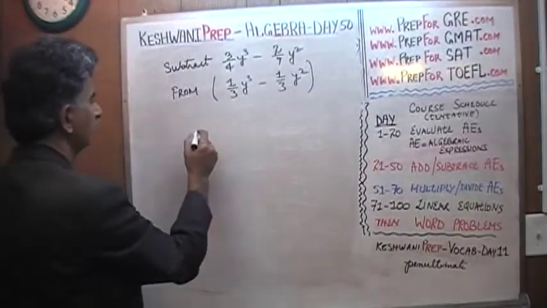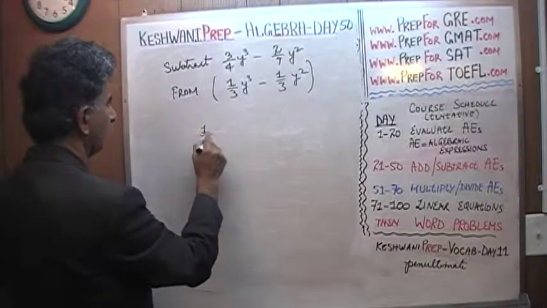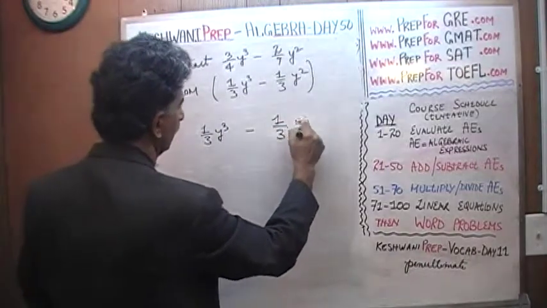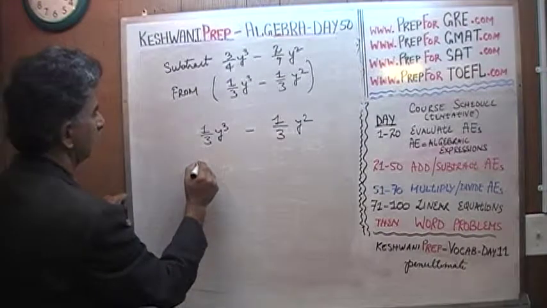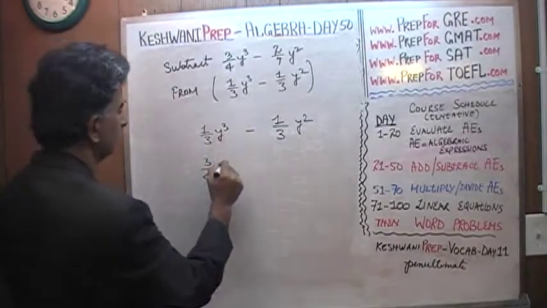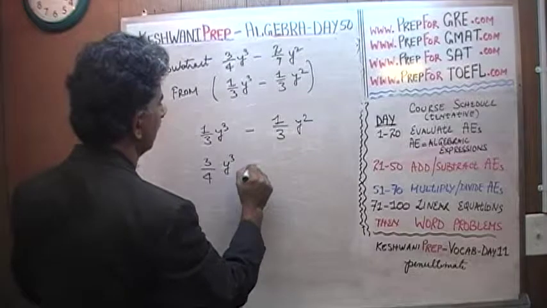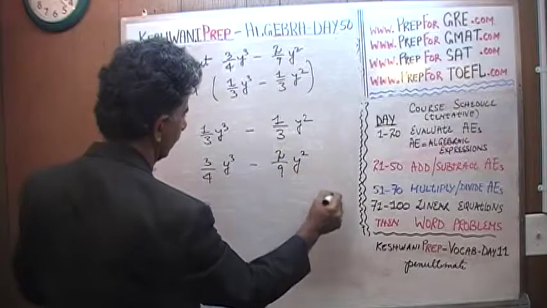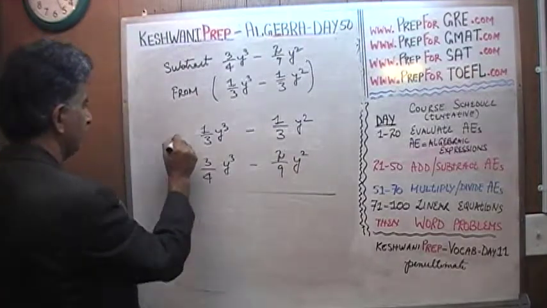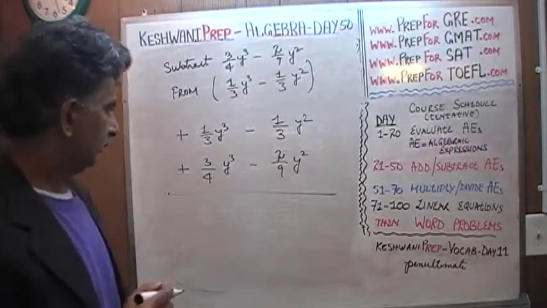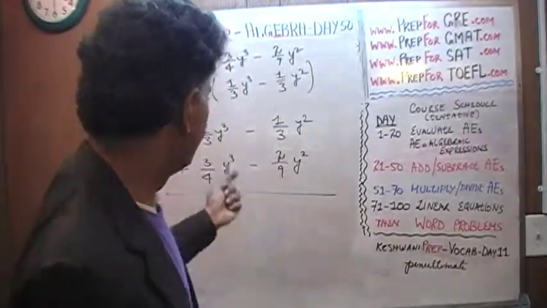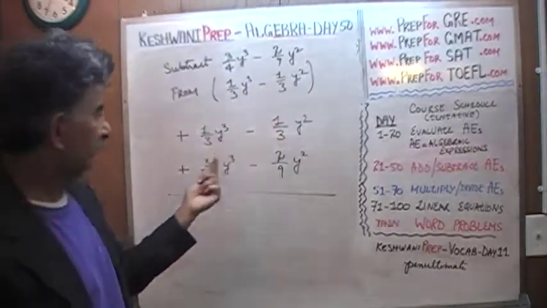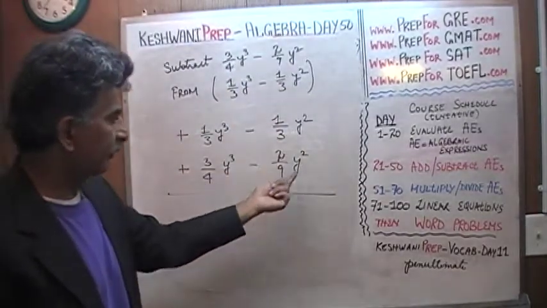So here we go: 1/3 y cubed minus 1/3 y squared, and then 3/4 y cubed minus 2/9 y squared. This has a positive sign in front of it, and this has a positive sign in front of it. First, we have to line up the like terms, which was actually done for us. Y cubed are lined up and y squared are lined up.